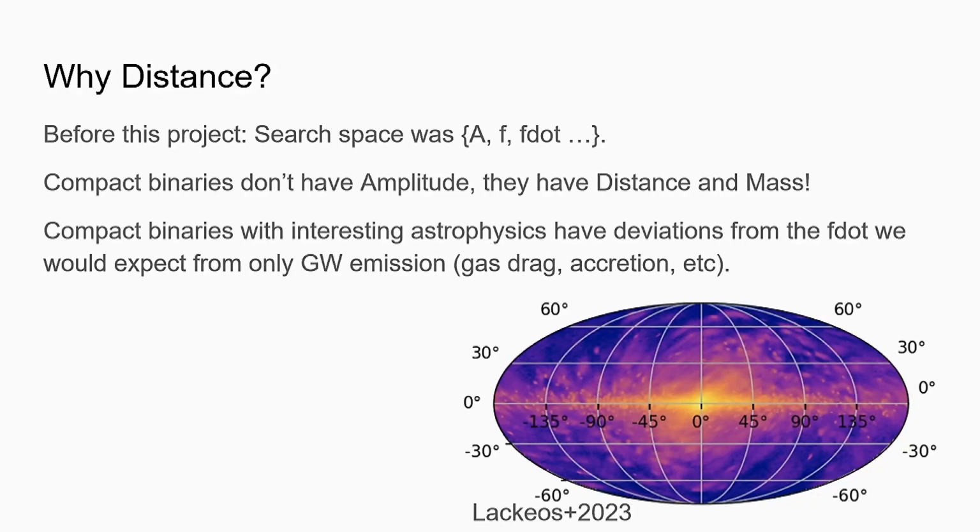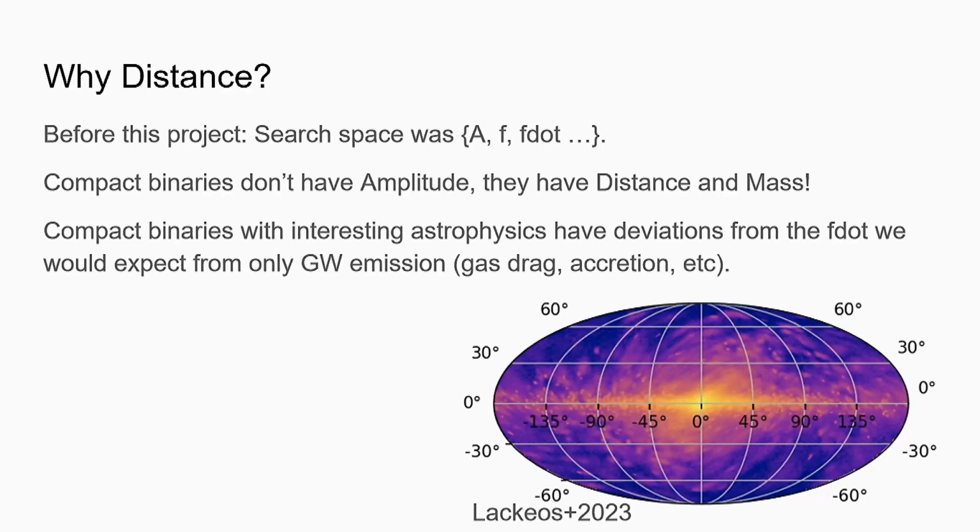So this is a map from another paper of galactic binary gravitational wave posteriors in a simulated Milky Way galaxy. And so you can see that they're basically in the Milky Way because they're stellar remnants. And before this project, the search space for this package was amplitude, frequency, and f dot, along with all the location and orientation and phase parameters.